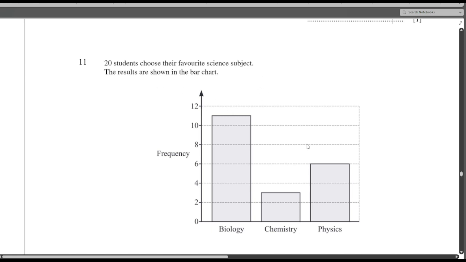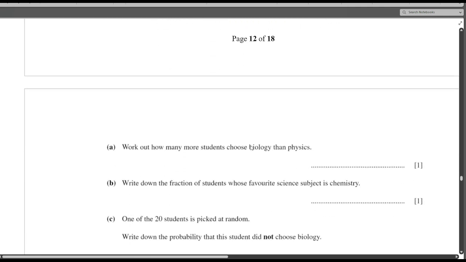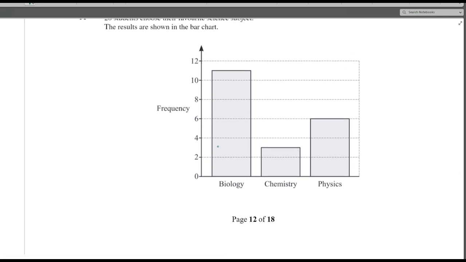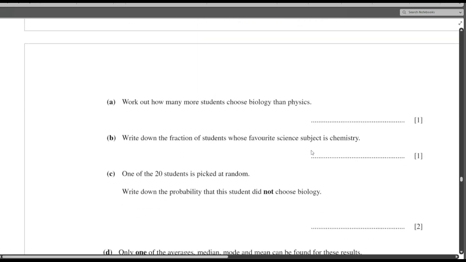Okay. Now 20 students choose their favorite science subject. The results are shown in the chart. Work out how many more students choose biology than physics. So physics 6 students and biology, if I see, 11 students. So the difference is 5.